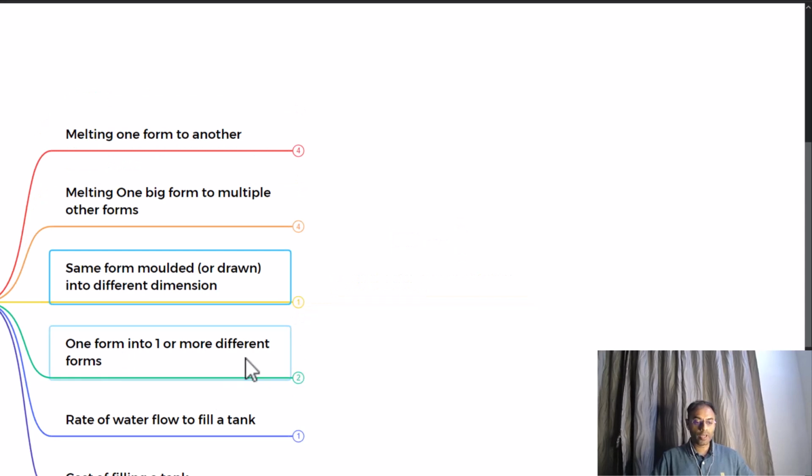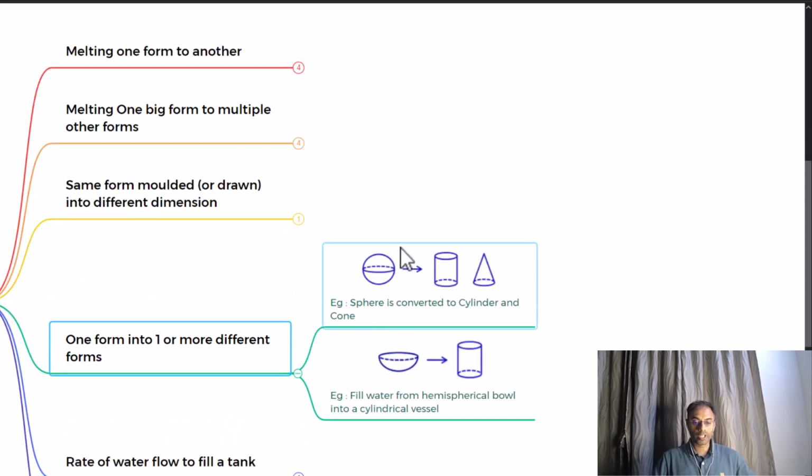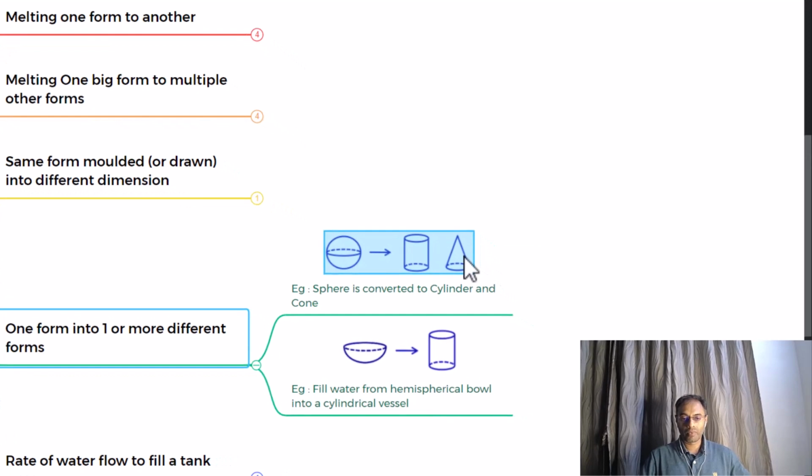Then we have one form into one or more different forms. So for example, we could have a sphere that is molded into a cylinder as well as a cone. So eventually the volume of a sphere is equal to the volume of the cylinder plus the volume of the cone.